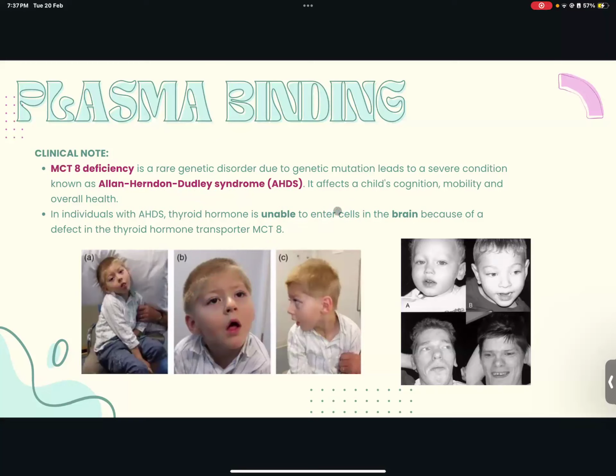As you'll see later on, the CNS, the brain, requires normal levels of thyroid hormone in order to develop properly. So in individuals who have AHDS, they don't have the channel that allows them to remove the thyroid hormone from the thyroid to the blood and from the blood into the brain, because they have a defect in the thyroid hormone transporter MCT8. So this causes neurological deficits. It causes them to have a problem in cognition, mobility, and overall health.